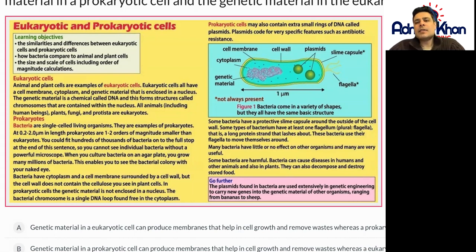The genetic material is a chemical called DNA, and this forms structures called chromosomes that are contained within the nucleus. All animals, including human beings, plants, fungi, and protista are eukaryotes, and all include eukaryotic cells.